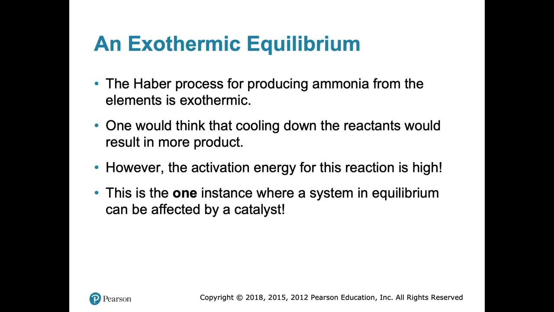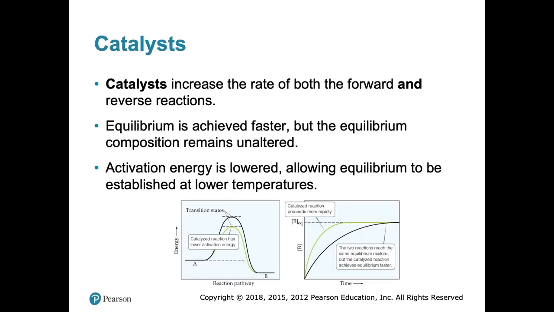So for an exothermic equilibrium, just remember that it is the opposite of an endothermic one, right? Does that make sense? Okay, just remember that. Let's talk about catalysts real quick. We've already talked about catalysts so many times before, but we'll talk about it a little bit more. Catalysts increase the rate of reaction of the forward and the reverse reactions. Equilibrium is achieved faster, but the equilibrium composition remains unaltered, which you know already. The activation energy is lowered, allowing the equilibrium to be reestablished at lower temperatures.